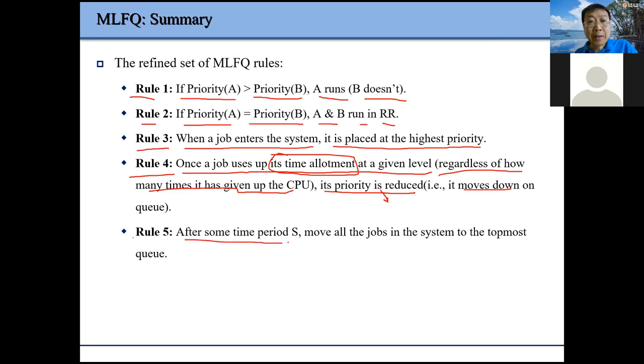Then after some time period S, which in terms of our scheduling is a longer time, after a while we move all jobs in the system to the topmost queue. Okay. So I know this is not clear. The tutor will present one example. Next week, maybe I will utilize his example to show this again. But I don't want to use his example right now because he spent a lot of time to design this example, so let's appreciate his effort, right?